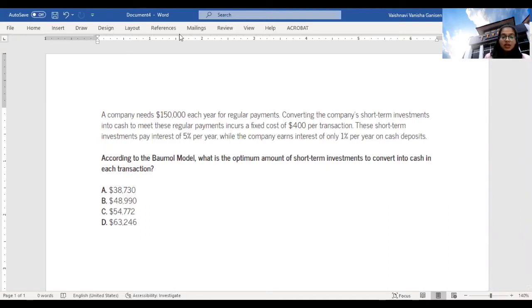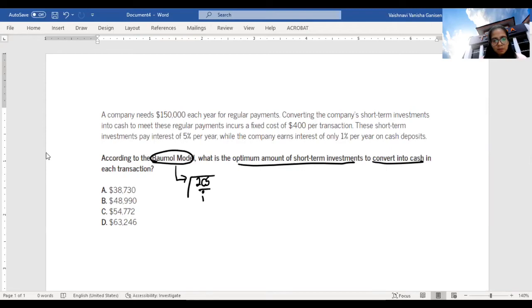All right. Now, according to the Baumol model, what is the optimum amount of short-term investment to convert into cash in each transaction? So, based on the question, you need to identify, because it says Baumol model, the formula: square root of 2CS over I, right?